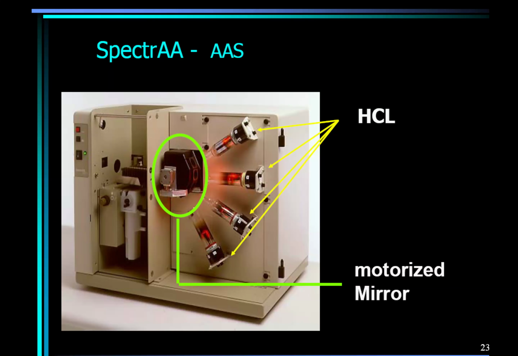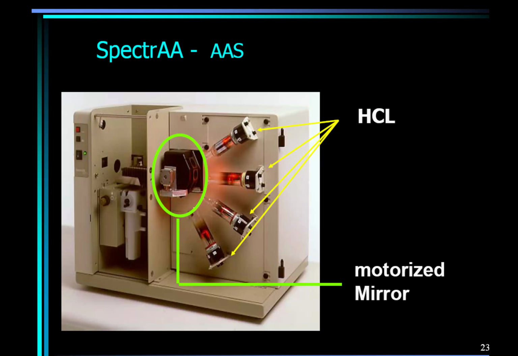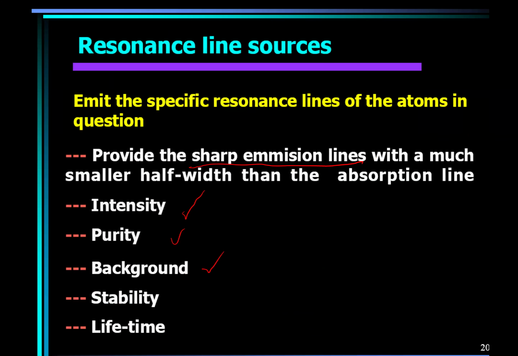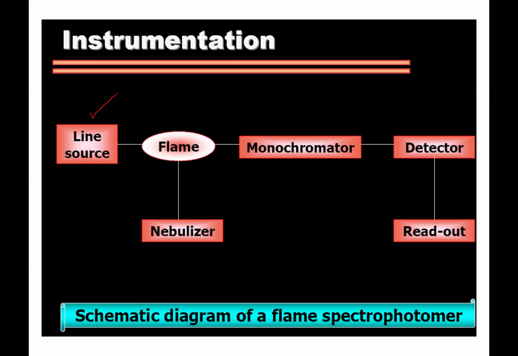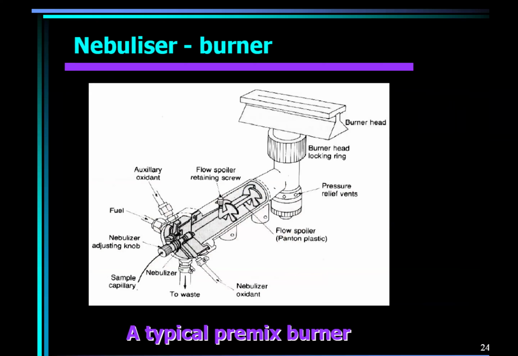Okay. So here, we have just said this is the hollow cathode. I want you to see what we have done so far. I'm stepping through this. There's a line source, there's a flame, there's a nebulizer, there's a monochromator. We have covered the first part, the line source, which is a hollow cathode lamp. You place it in the instrument. And then from here, you're going to go to this second part.